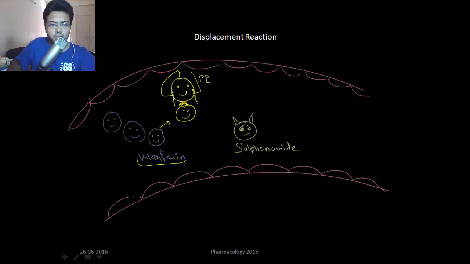Now if this beautiful plasma protein finds someone more handsome than warfarin, it will bind to that one and dump the warfarin. An example is sulfonamide. Once sulfonamide is in circulation, it will bind this plasma protein and replace warfarin. This is called a displacement reaction. For example, a patient is on warfarin therapy after myocardial infarction, and the next day he develops an infection and you give sulfonamide. This sulfonamide would replace warfarin and precipitate warfarin toxicity. Please don't give sulfonamide. This will precipitate warfarin toxicity.